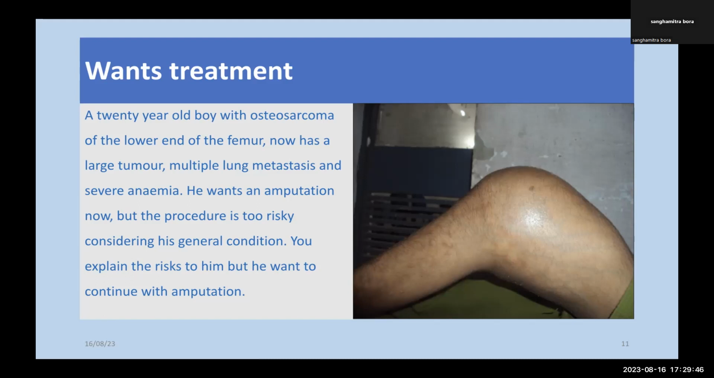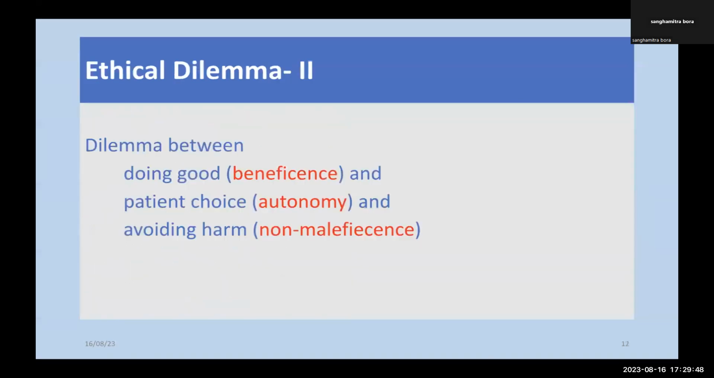So how do we handle such cases? What happens? There is a dilemma between doing good, because you want to do good by avoiding harm, and then the patient's choice.